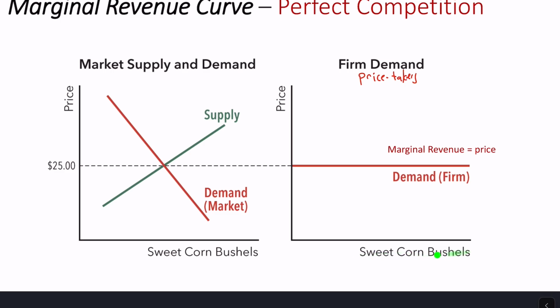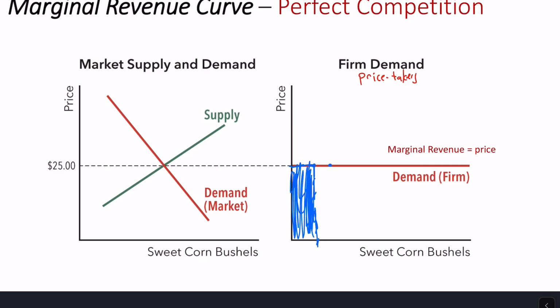They can increase production of corn or decrease production of corn. The market price still stays the same at $25. So what that means then is they could sell a little bit at $25 or a whole bunch at $25. The price stays the same. So the individual perfectly competitive firm would face a horizontal firm demand curve. So for our marginal revenue here, let's say we want to sell this quantity of corn. Our revenue would be price times quantity, and we would get that blue box of revenue.